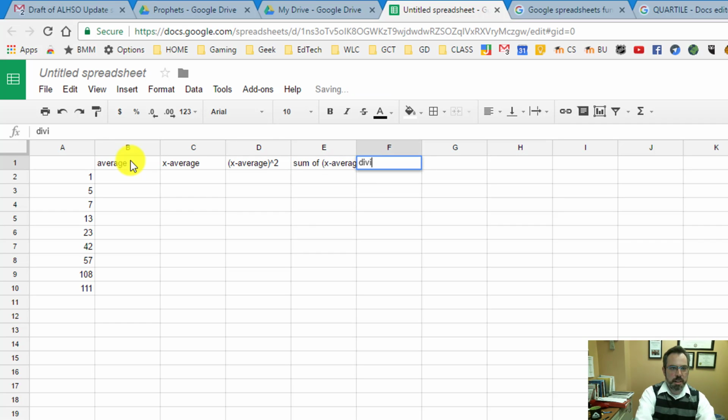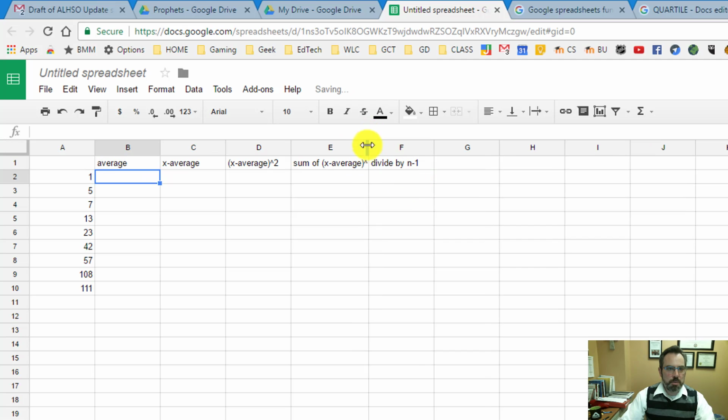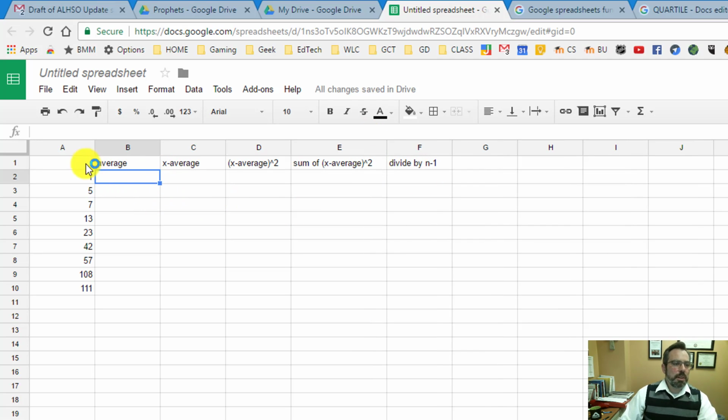And then I'm going to divide it by n minus 1. So those were the steps that I had taken before when I was working through it. But I can do that really nicely with a larger set of data by following a couple of tricks here.